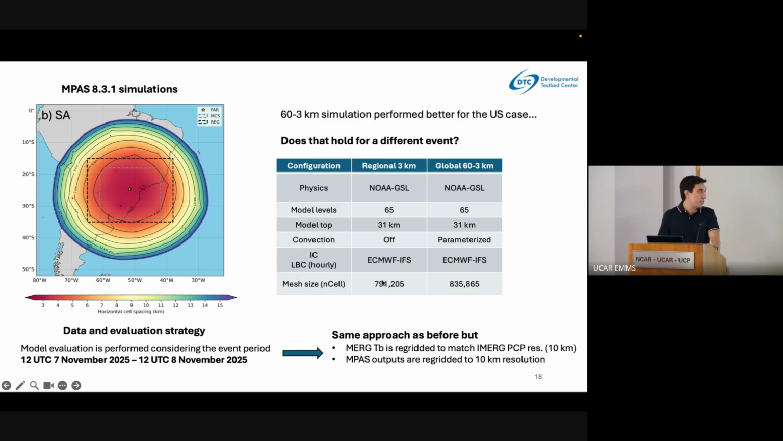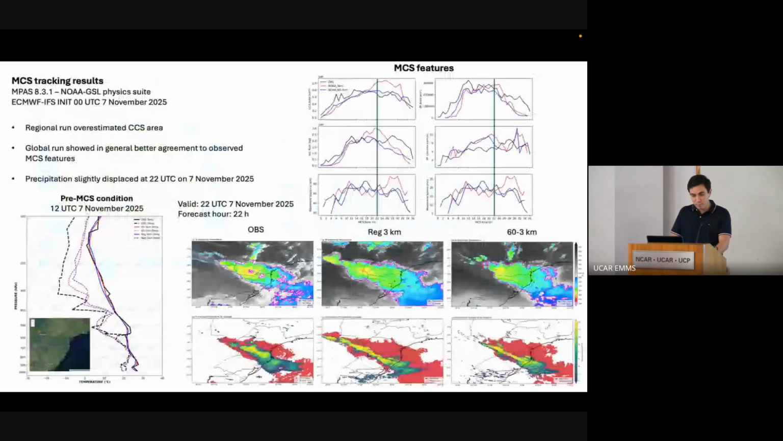And because we don't have Stage 4 there, we used IMERG precipitation. One comment here is that this is not the final run, this is the late run. And as IMERG has 10 kilometer horizontal resolution, we regridded all the MPAS outputs to 10 kilometer and also merged brightness temperature to ensure the same resolution in the comparison.